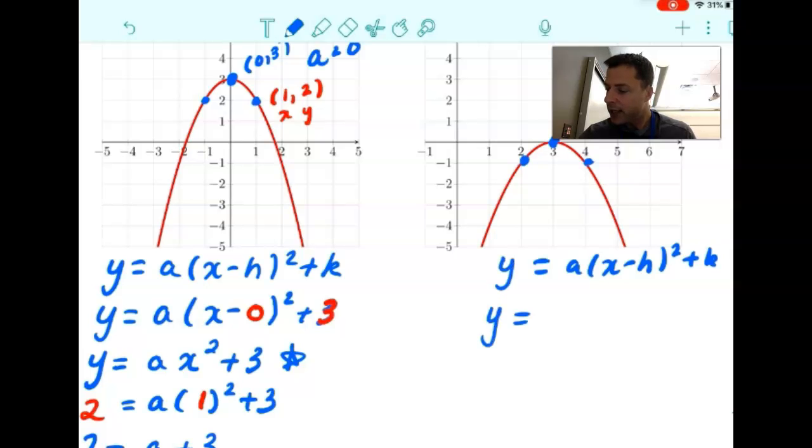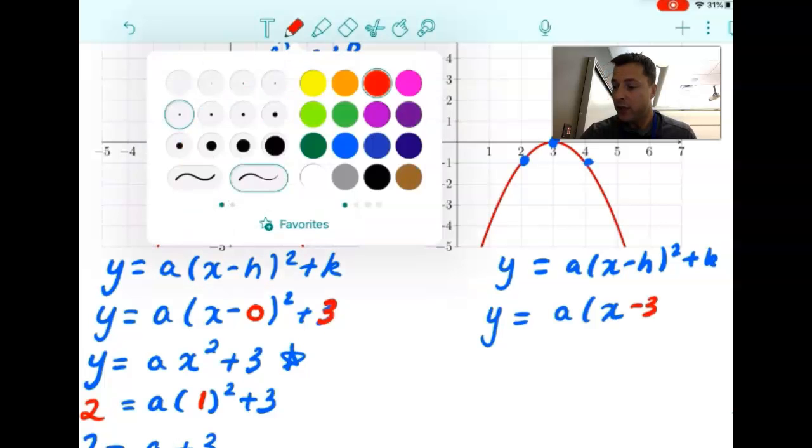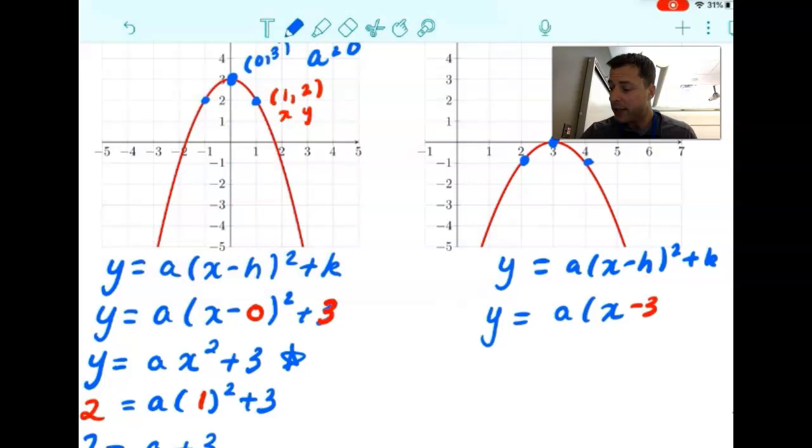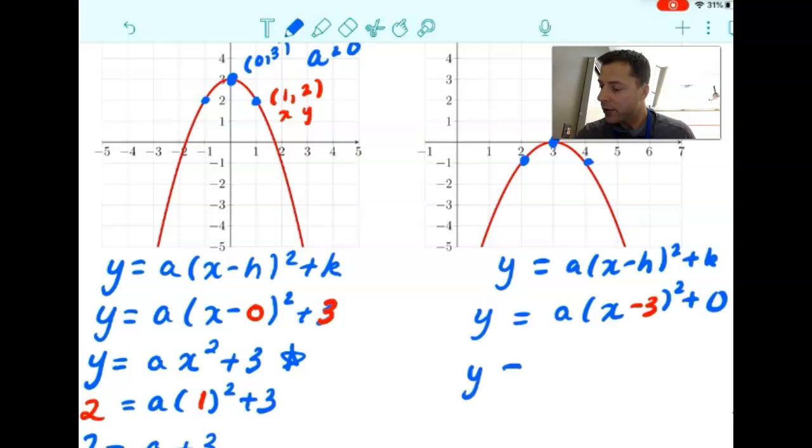equals a times x minus 3, even though we move to the right, it is minus. Remember, it's opposite there, squared plus 0. In this case, there's no k value. There's no shift up or down. So I can rewrite this as y equals 9a squared. Or excuse me, not 9a squared.